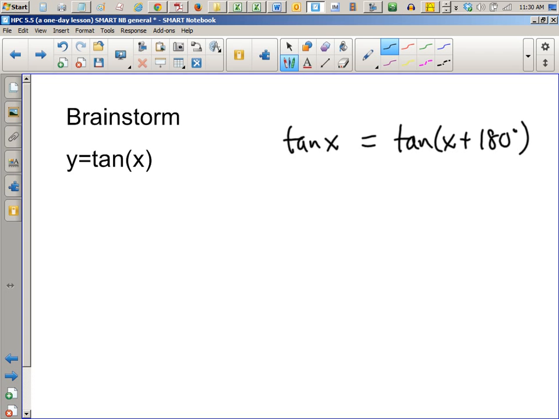Very good. Okay, we would say that the period of tangent is 180. That just means that if you shift it by 180, you cannot even tell. It looks just like it did. This is also true for x minus 180, by the way. We didn't write that, but it's true.